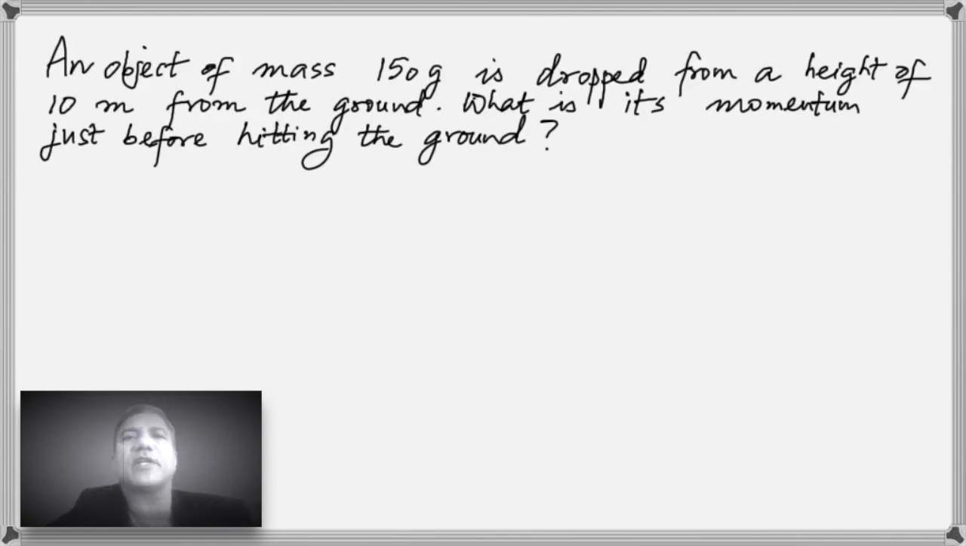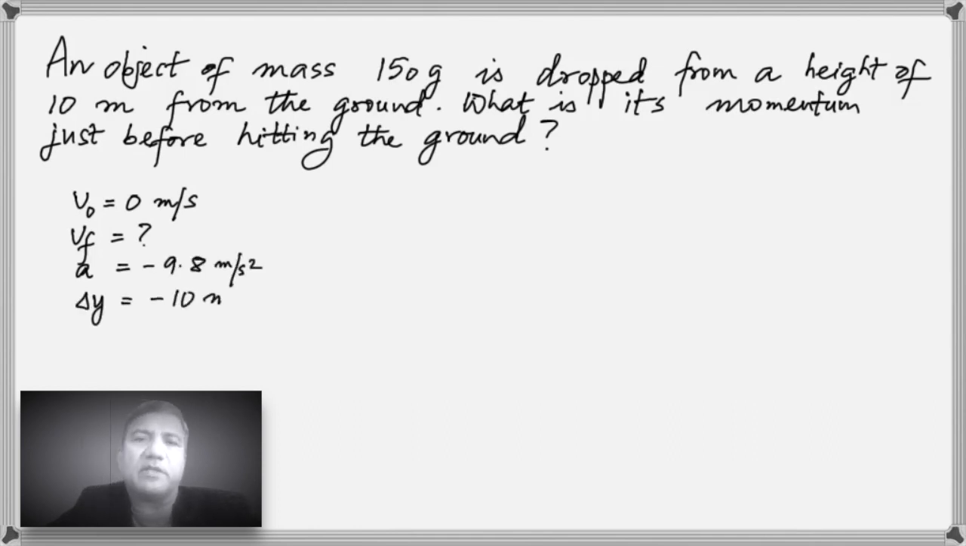So, if you're asked to find the momentum just before it hits the ground, that means you have to find its velocity just before it hits the ground, for which we can use kinematics. So, that's what we're going to do. We know the initial velocity is 0. We're looking for the final velocity. The acceleration is negative 9.8 meter per second squared. Delta y is negative 10 meter because it's going down.